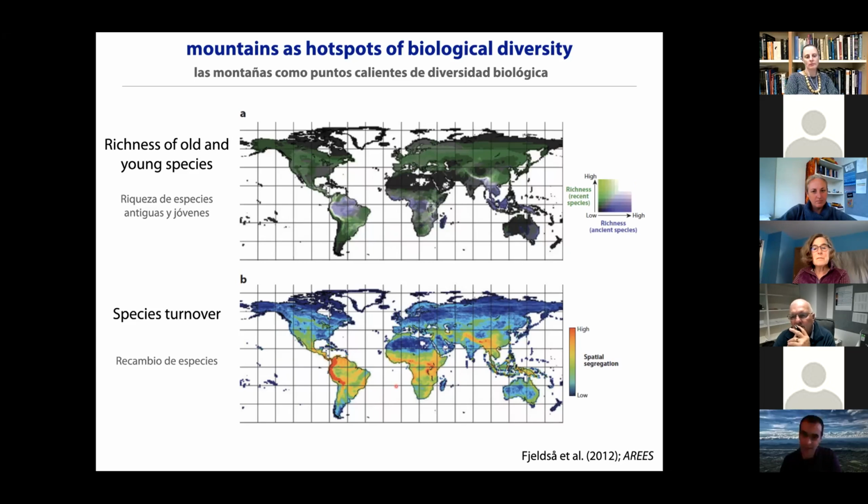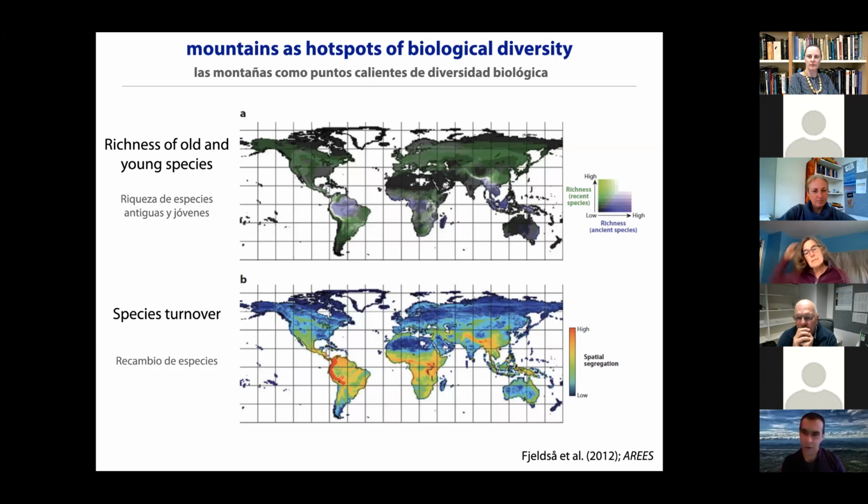And I'm particularly interested in this pattern where, when you look at mountains globally, mountains are hotspots of beta diversity. So there's a lot of turnover in space. This is replacement of bird species spatially, and you can see that there's a lot of turnover in tropical mountains. And that relates to a general pattern in tropical organisms, which is very common in birds, where closely related species replace each other across elevational gradients. And I've been very interested in understanding the origins of those elevational replacements.